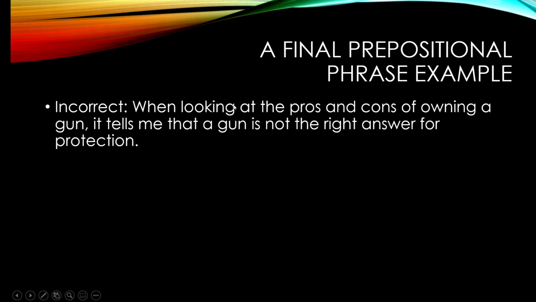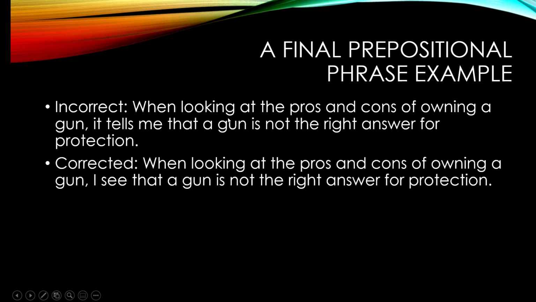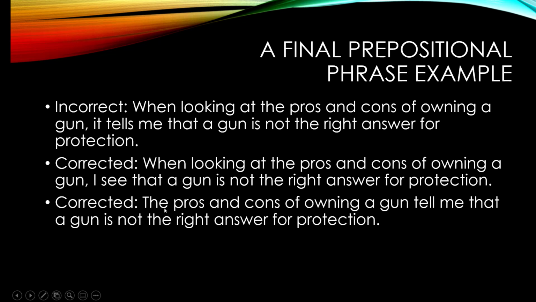One more example. When looking at the pros and cons of owning a gun, it tells me that a gun is not the right answer for protection. Again, there's nothing to be it because it's when looking at. So when looking at the pros and cons of owning a gun, I see that a gun is not the right answer for protection. Or the pros and cons of owning a gun tell me that a gun is not the right answer for protection. In this version, we've made this the subject and had the verb, tell. And in this one, we've kept the prepositional phrase and we've added a subject and a verb.